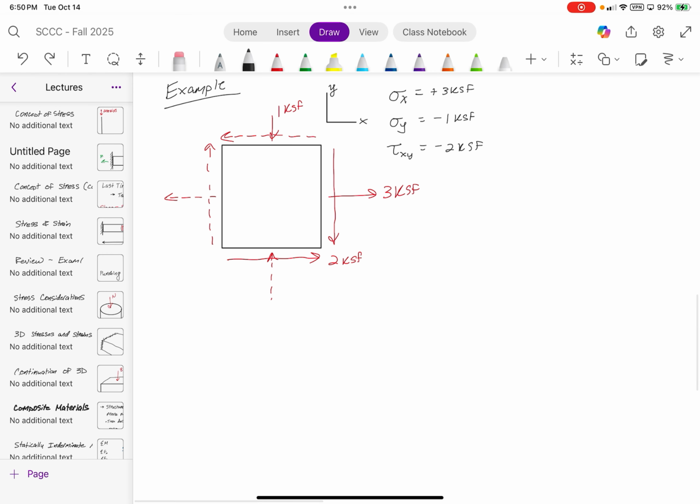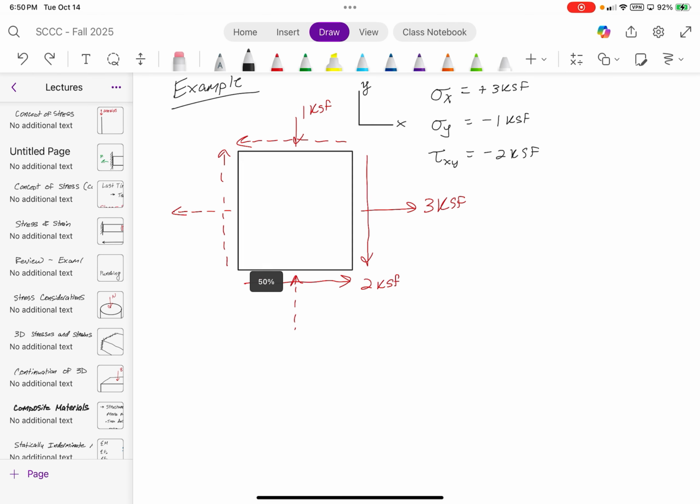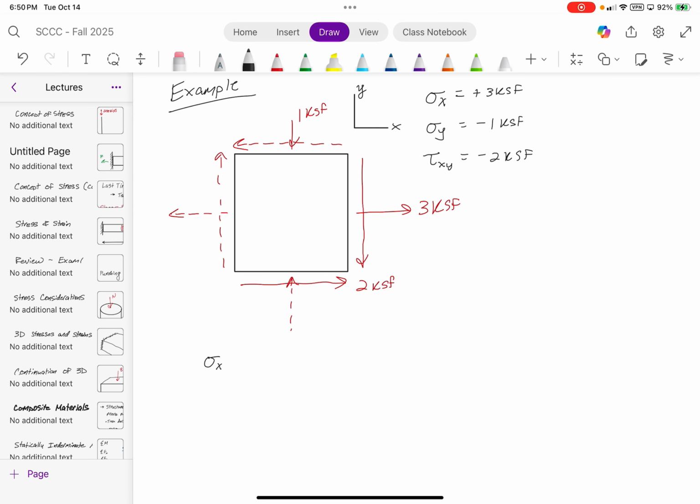All right. So what I want you guys to do now is find the transformed stresses if we rotated this thing negative 22.5 degrees.